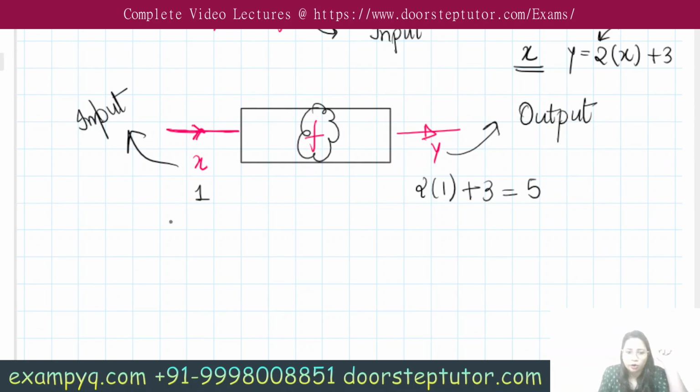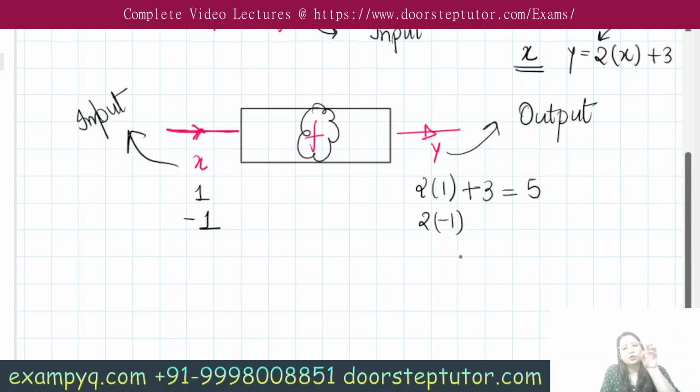Now if your input changes, let's suppose the input is -1, again this function's responsibility is to multiply whatever you are giving into it by 2 and then add 3, so you simply get a different output. This time that would be 1. Correct? And similarly you can get various values of x and you can get various values of y too.